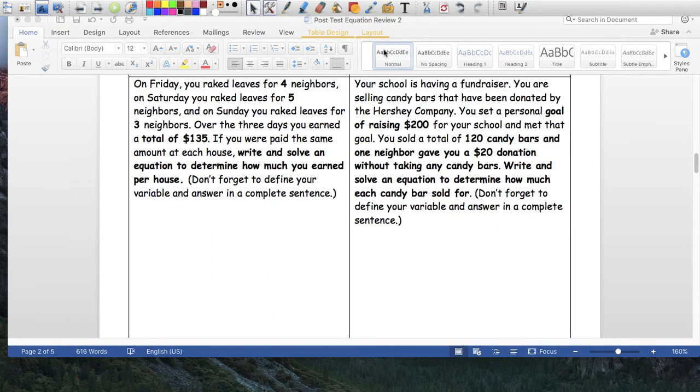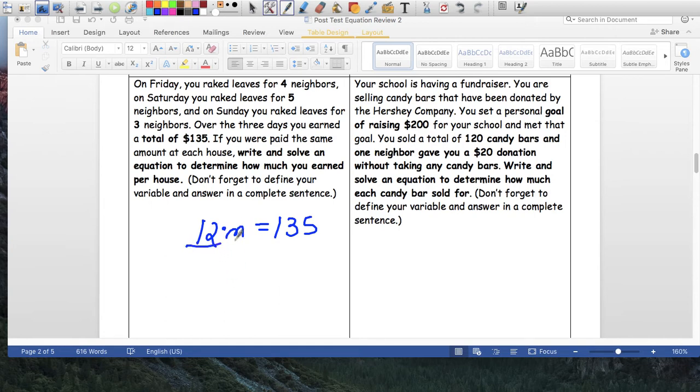On Friday, you rake leaves for 4 neighbors. On Saturday, 5, and on Sunday, you rake leaves for 3 neighbors. Over the 3 days, you earn a total of $135. You were paid the same for each. So write an equation to find out how much you earned per house. So 4, 5, 9, 12. You raked leaves for a total of 12 neighbors. The total of 12 neighbors got you $135, so 12 times n for neighbors.